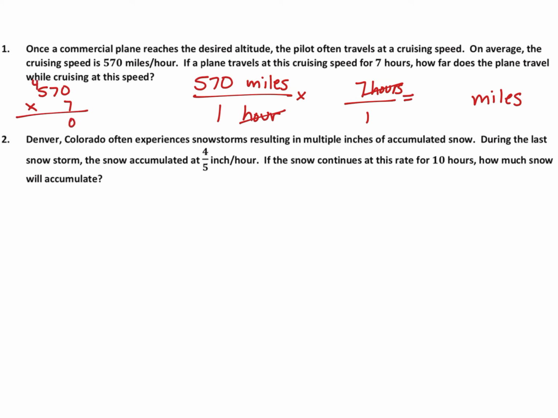7 times 7 is 49. 7 times 5 is 35. Plus 4 more makes 39. So it will travel 3,990 miles. The units miles stays, but the units hours are divided out.